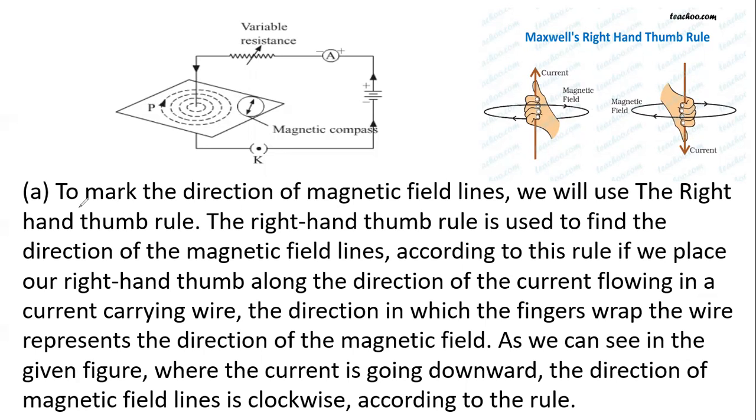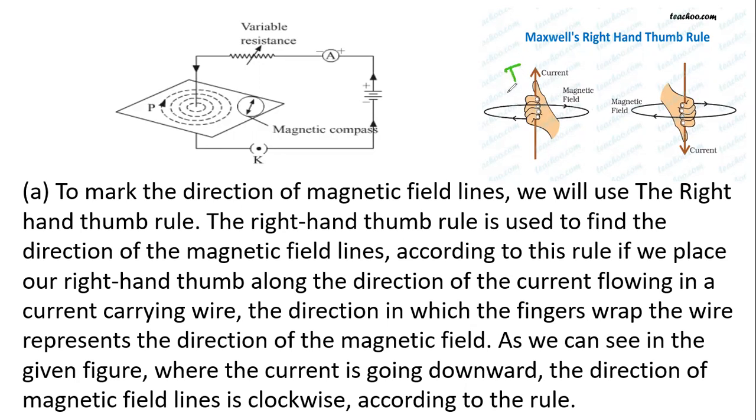Understood? So here you see, to mark the direction of the magnetic field in the lines, we will use the right hand thumb rule. What is that? Right hand thumb rule. You can see here the picture of the right hand thumb rule. Just hold a pen like that. You can hold a pen like that to understand clearly, and wrap your remaining 4 fingers around the pen. If you hold the pen in such a way as shown in the figure, with the thumb like this, you can see the right hand thumb rule here.